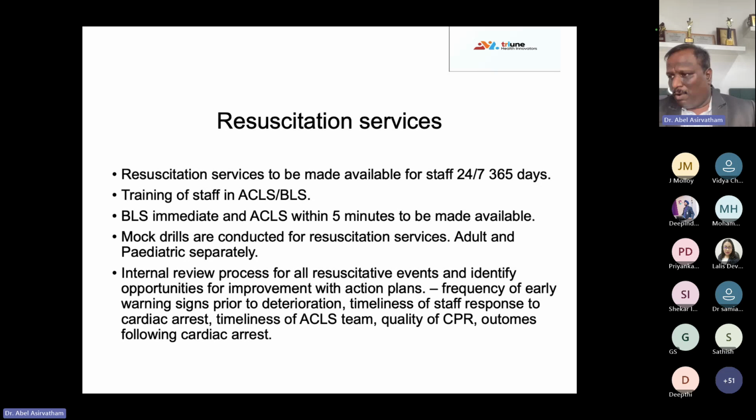Internal review process for all resuscitative events and identify opportunities for improvement. What all needs to be part of the internal review process has been clearly defined in the standards now. Frequency of early warning signs prior to deterioration is one of the parameters which needs to be part of the review process. Then you have the timeliness of staff response to cardiac arrest, the timeliness of ACLS team arrival, then quality of the CPR and outcomes following cardiac arrest. All these points need to be part of the internal review process.